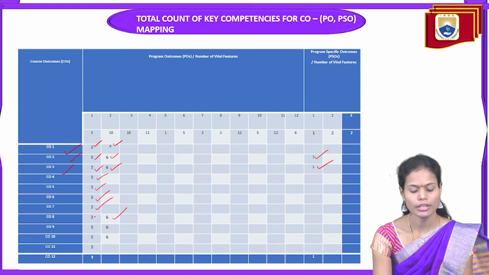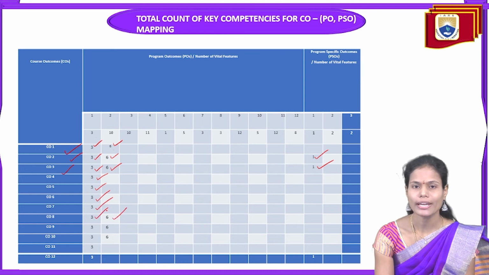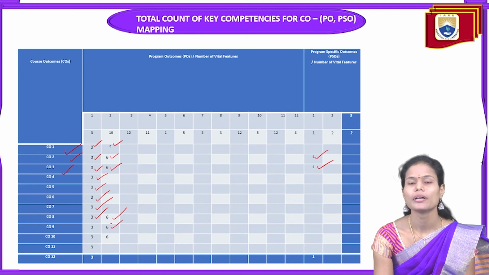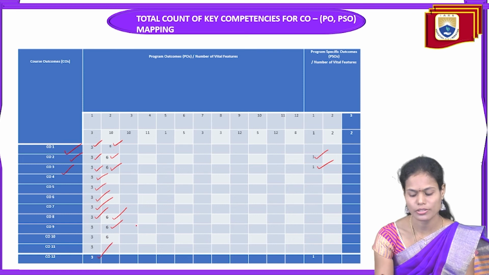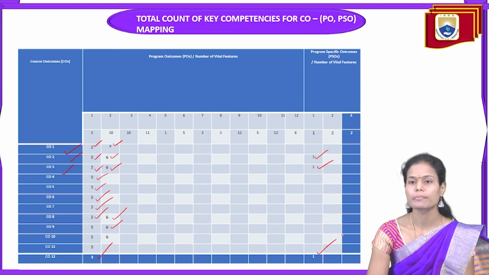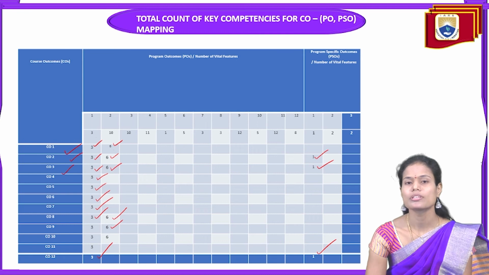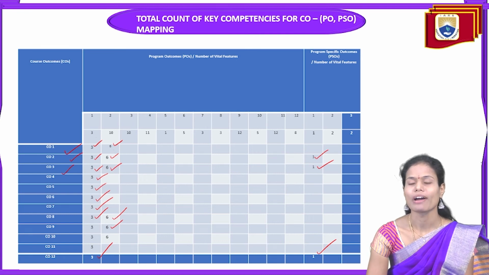And for CO8 we have mapped PO1 as well as PO2, so the values I have given are 3 and 6. For CO9 also I have mapped PO1 and PO2, so the values are 3 and 6. For CO11 I have given only PO1, that is 3. And for CO12 I have applied PO1 as well as program specific outcome 1 here. So these are the required values we have mapped for each CO to corresponding POs.